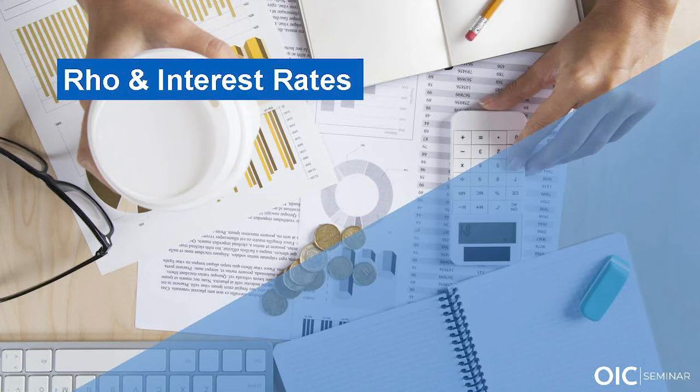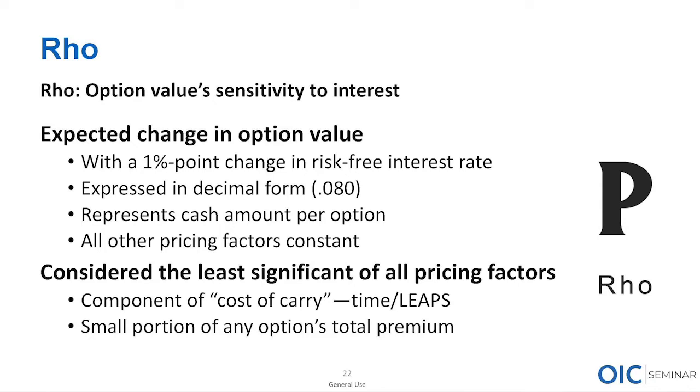I'm going to talk a little bit about Rho and then tie these things together as we wrap up the second session. Rho is an option's sensitivity to interest rate changes. And you can see right away why Rho might be less important on a day-to-day basis. Look at the first one with a 1% change. Well, how often do you see a 1% change?